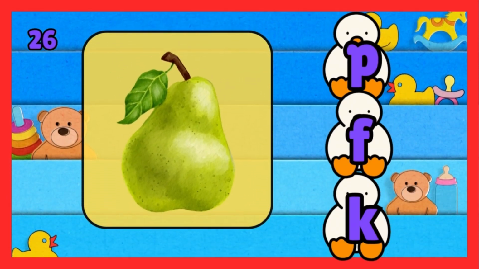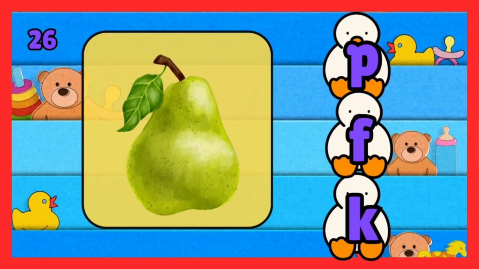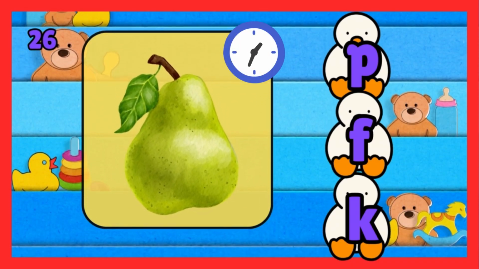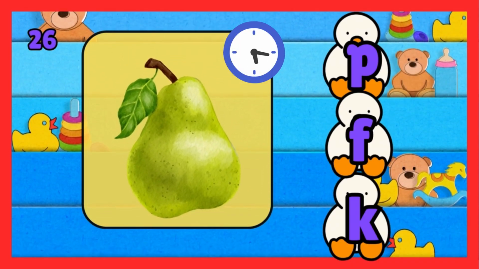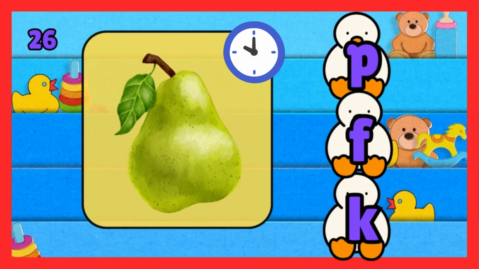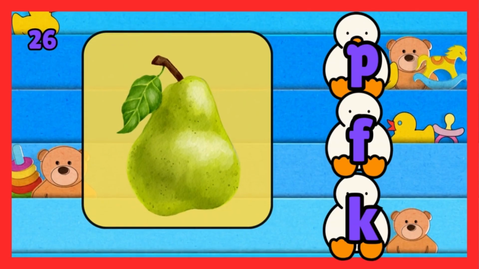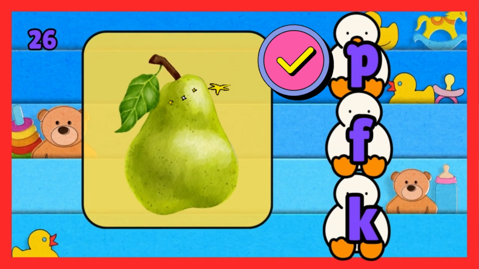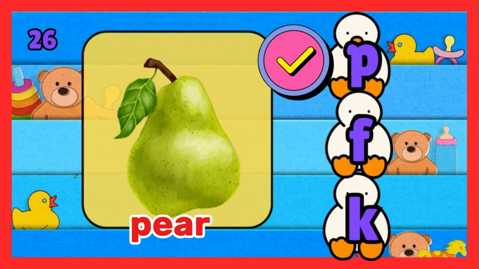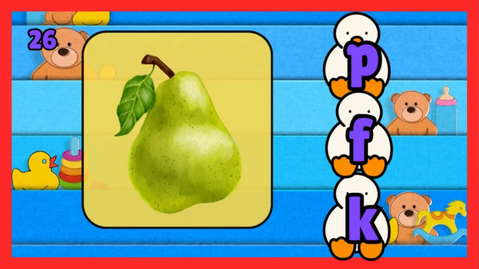What's the beginning letter of the word pear? The beginning letter is P. That's right. The word pear begins with the letter P.